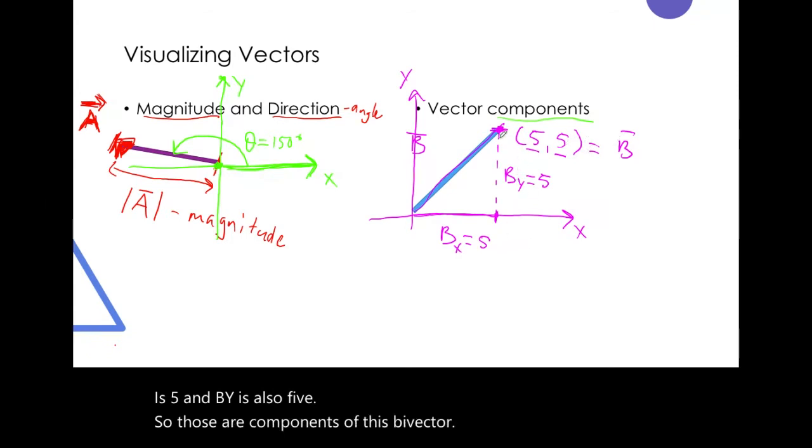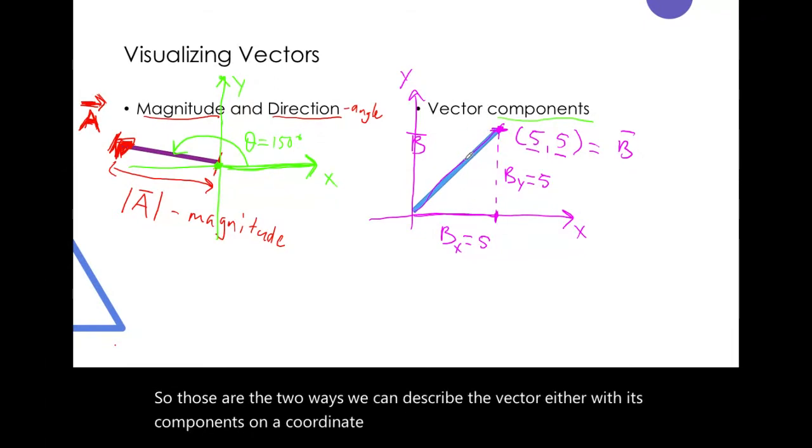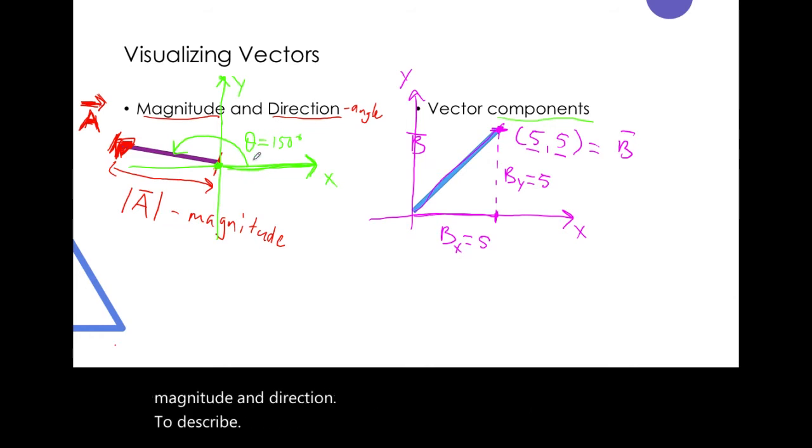So those are the two ways we can describe a vector: either with its components on a coordinate system, so 5, 5, or we can use its magnitude and direction to describe it. Okay. So far, so good.